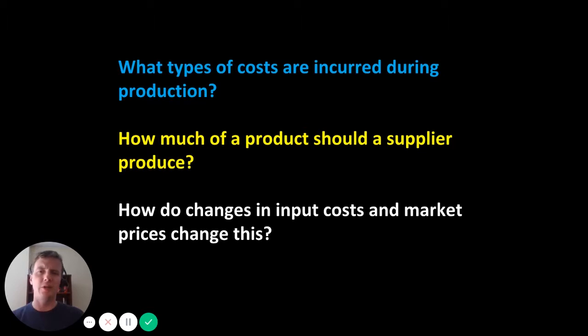So the quasi-exam questions for today are: what types of costs are incurred during production? How much of a product should a supplier produce, and how do changes in input costs and market prices change both of these?